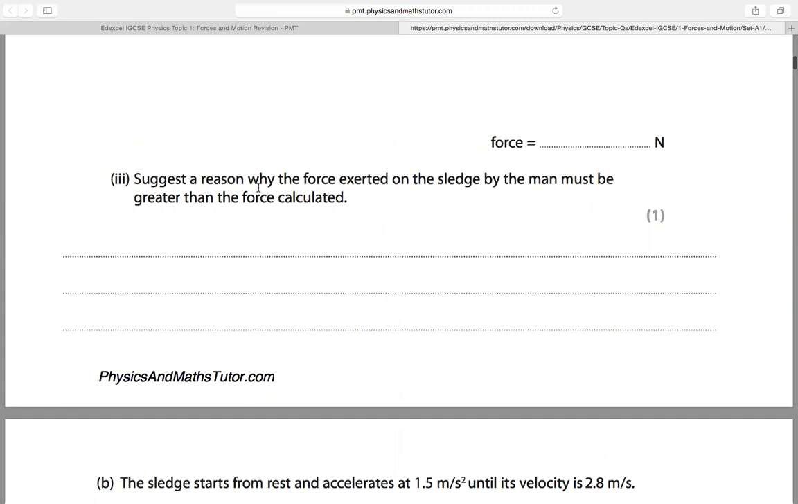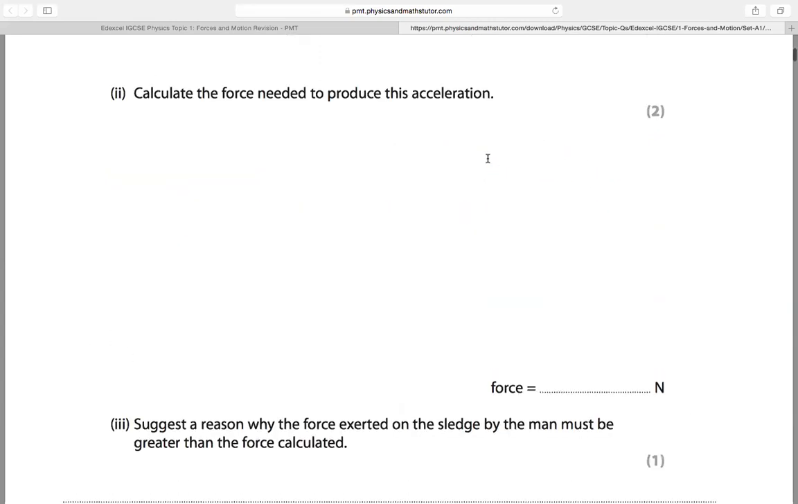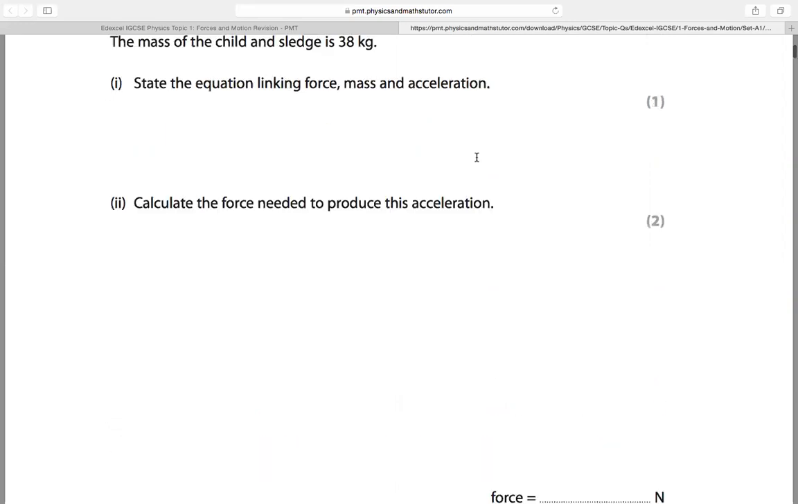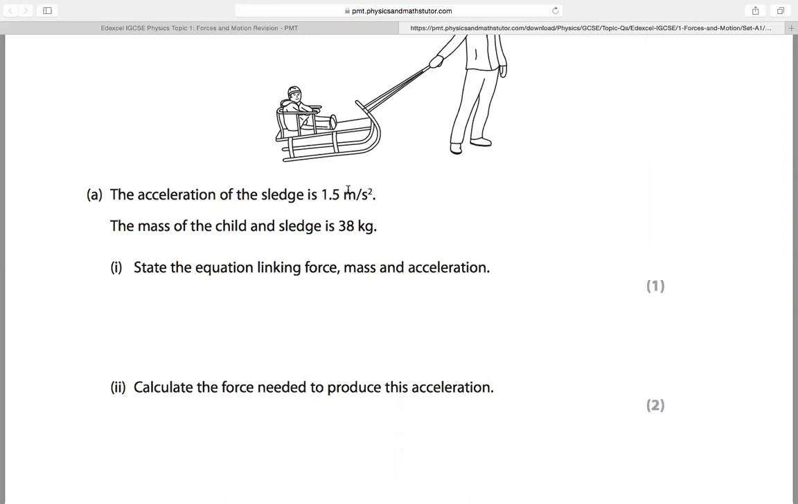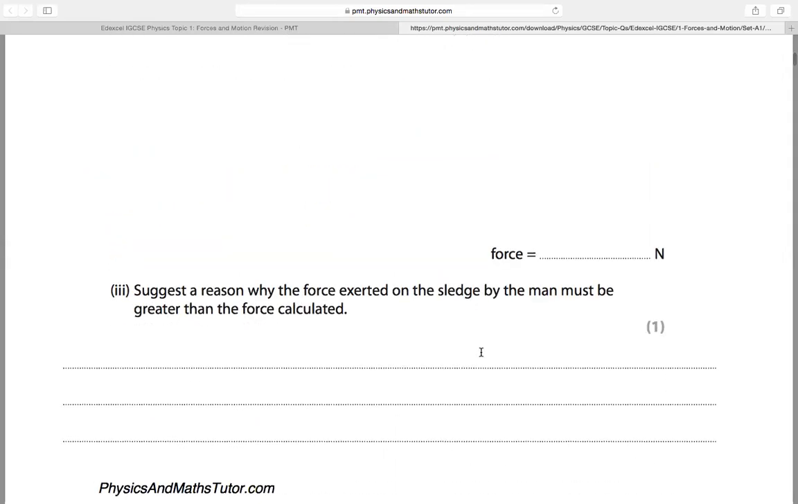Okay, suggest a reason why the force exerted on the sledge by the man must be greater than the force that we calculated earlier. Why? Because the number 2 is a theoretical value. That means it's a value that we calculate. So it's 38 times 1.5. It's just direct calculation. But they ask us to suggest a reason why the force exerted on the sledge by the man must be greater than the calculated force.